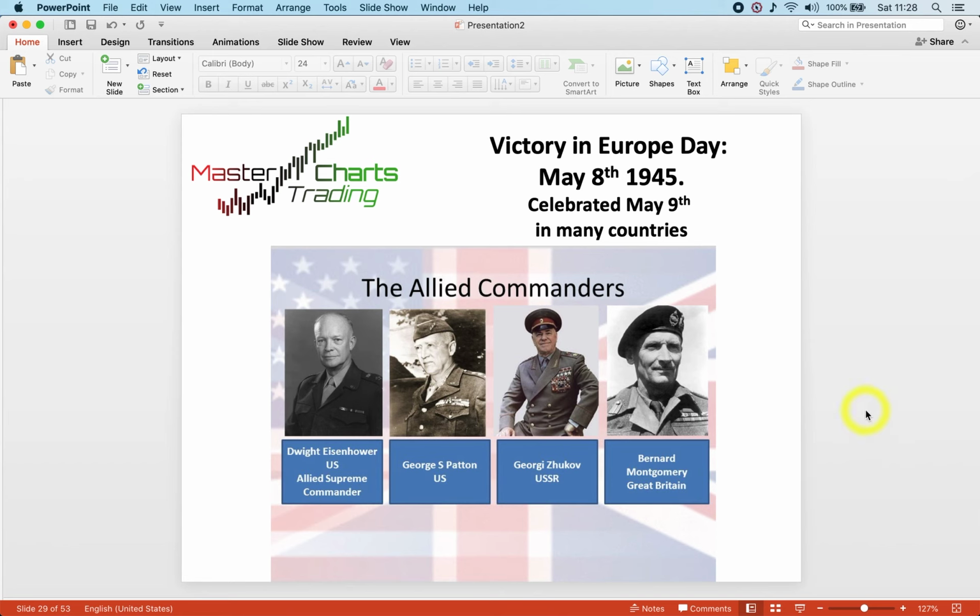Of course, we need to remember our commanders. Dwight Eisenhower, United States Supreme Allied Commander. George Patton, again, of the United States. Georgy Zhukov of the USSR, Marshal of the USSR, and Bernard Montgomery of Great Britain. I already mentioned Charles de Gaulle a little bit earlier, of the Free French troops.